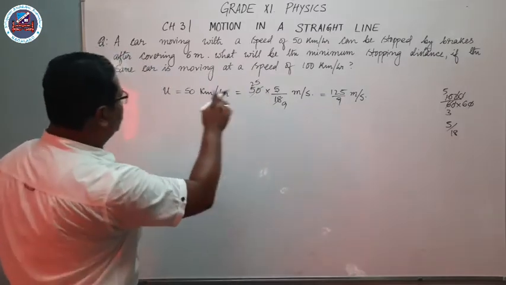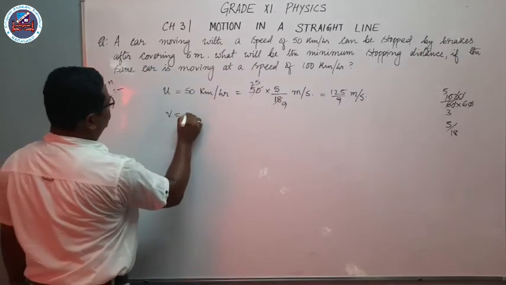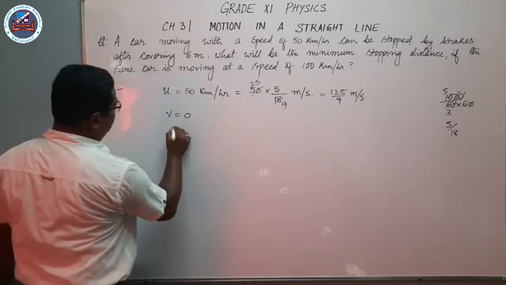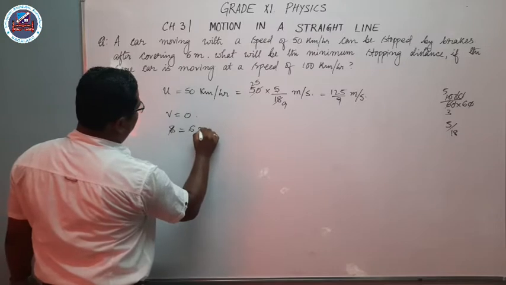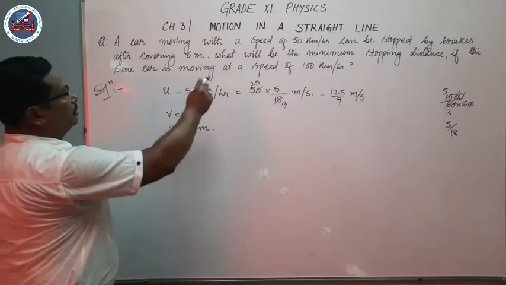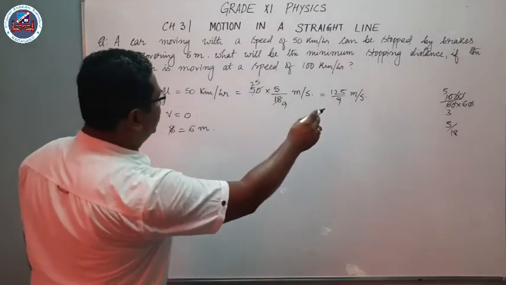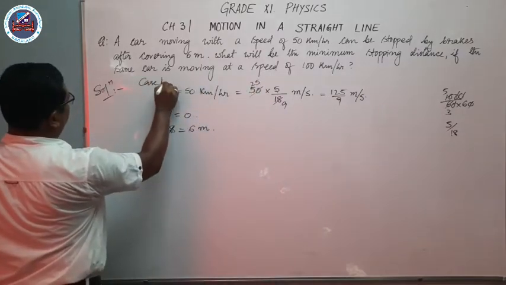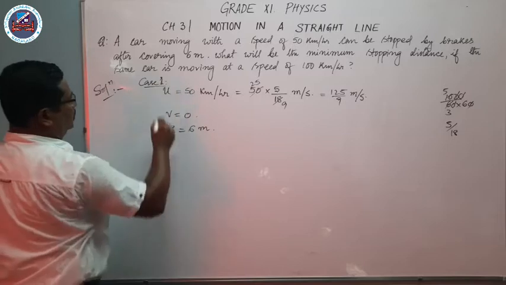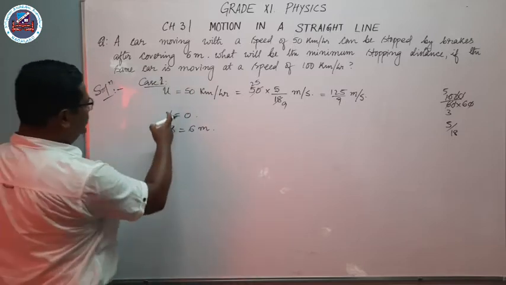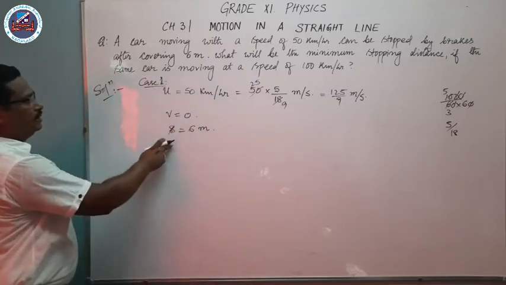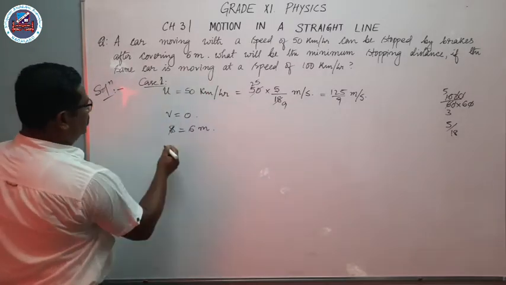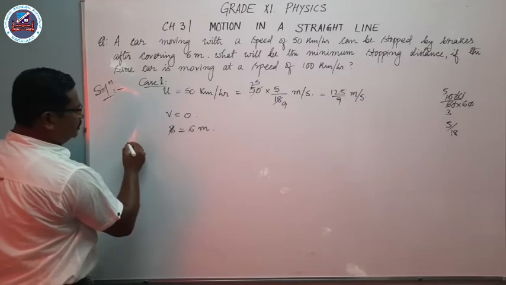Then it stopped, that means v, the final velocity, is equal to 0, after covering a distance of 6 meters. Distance s is given as 6 meters. What will be the minimum stopping distance? Again, another statement starts. So let us take this as case 1. From v, u, s, you can find the acceleration of the car. So let us use the third equation of motion.